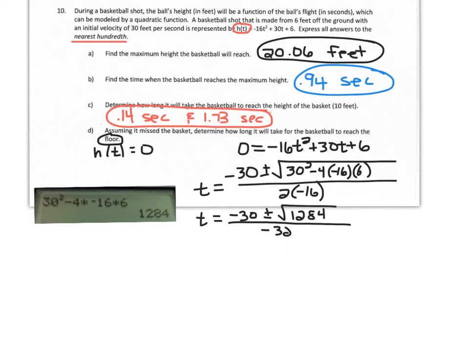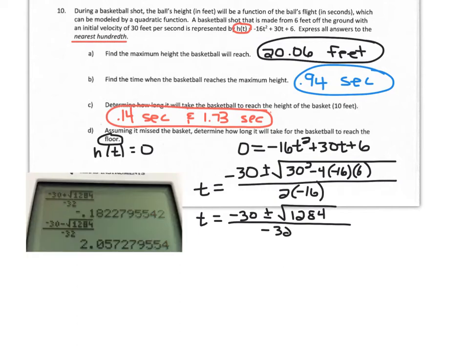Technically you could try to break up this radical, but please don't bother. Don't take a chance of making a mistake. If they're telling you to round to the nearest hundredth, you're going to have to plug this in your calculator anyway and round. So I would just plug negative 30 plus radical 1284 divided by negative 32 in your calculator, and then do the same thing but with the minus sign and see what you get.